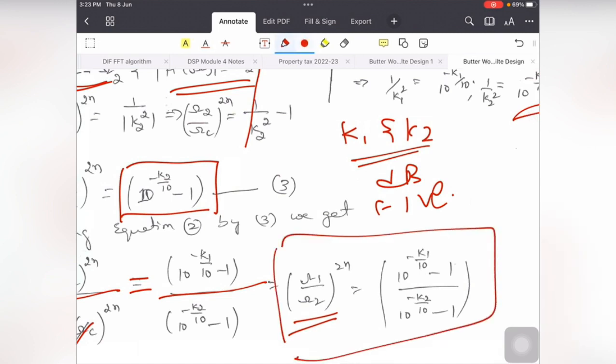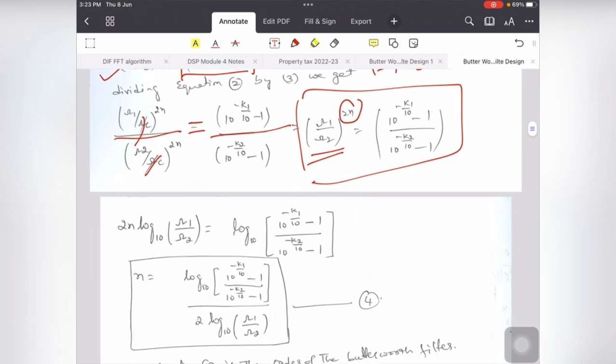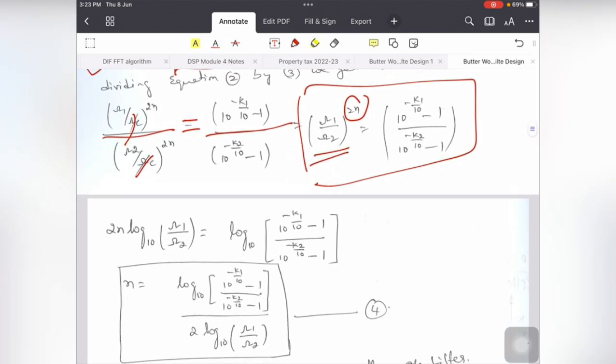Now, I am deriving the equation for n. This n is in the power, so now we can simplify that. Look here. Now I will take the log on both sides, so you get 2n log to the base 10 of (omega 1 by omega 2) is equal to log to the base 10 of (10^(-k1/10) - 1) divided by (10^(-k2/10) - 1).